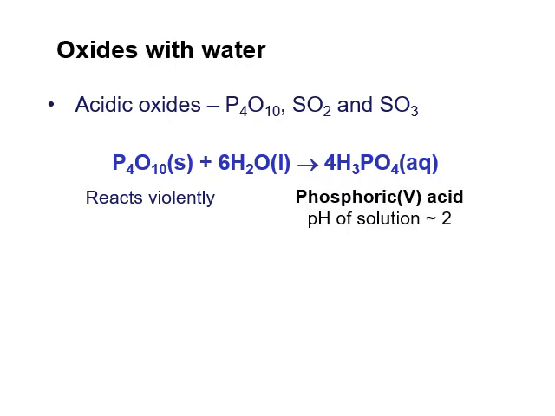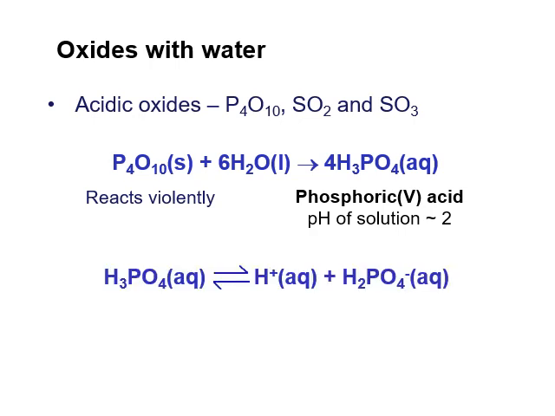This is a very strong acid. It's also a triprotic acid. The pH of that solution is going to be around 2. Now, phosphoric acid being triprotic, it can ionize once, and it can also ionize again. It'll ionize in stages to lose each of those protons one at a time.